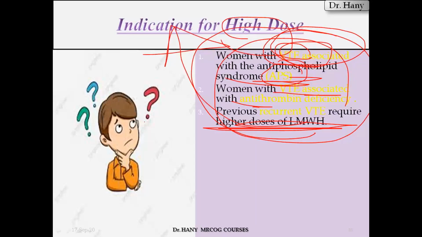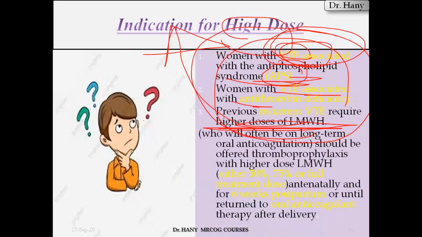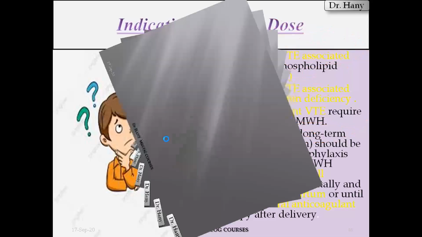What is the high dose? The high dose will be 50 or 75% or full treatment dose antenatal and 6 weeks postnatal, until the woman goes back again to her oral anticoagulant, which is the bridging. If you have no query, I will speak about the bridging.